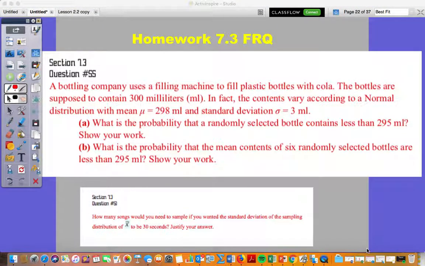We are in seventh period right now, looking at homework problem number 55. It's a good one for the AP test coming up on Tuesday, but check it out. We're going to go over it in a second.